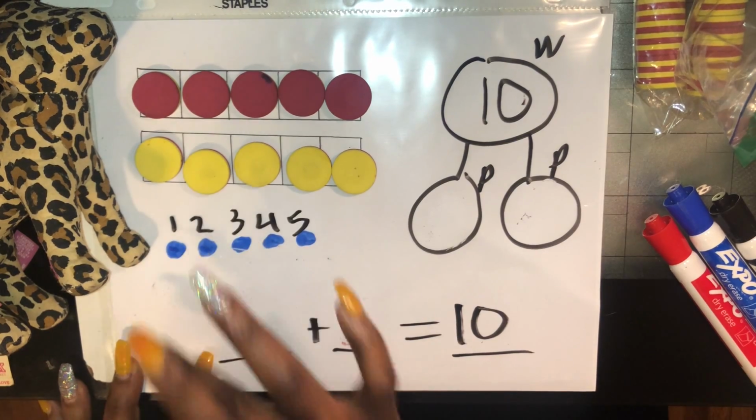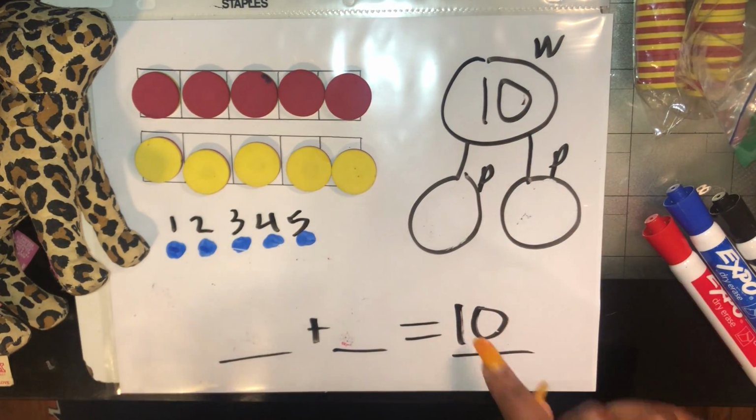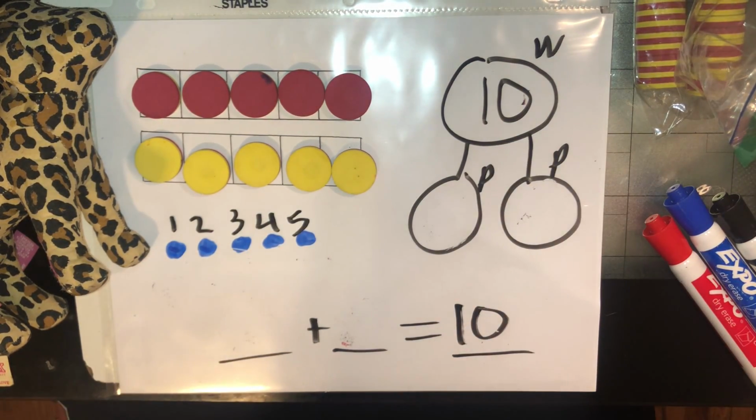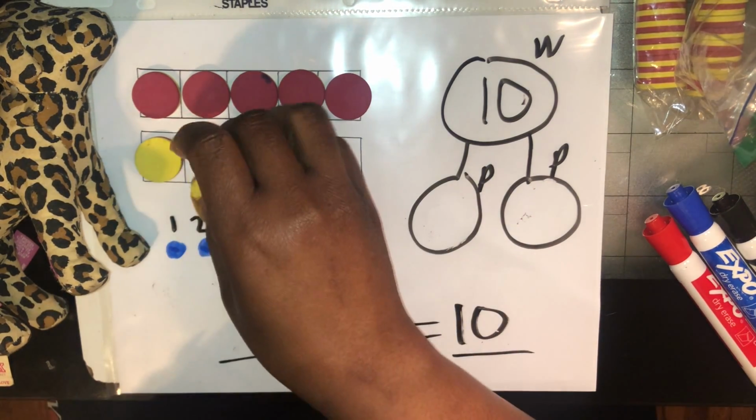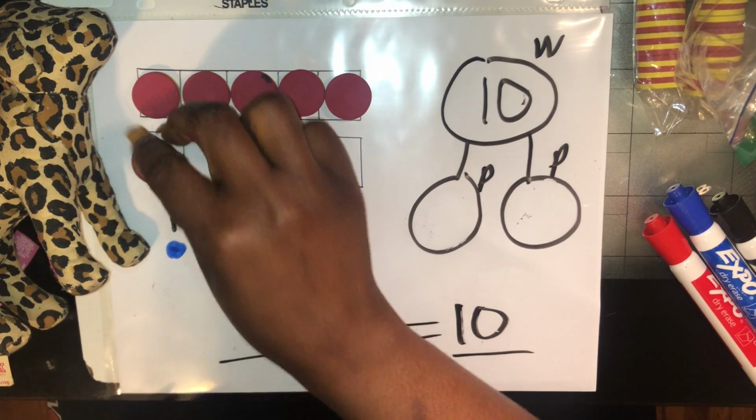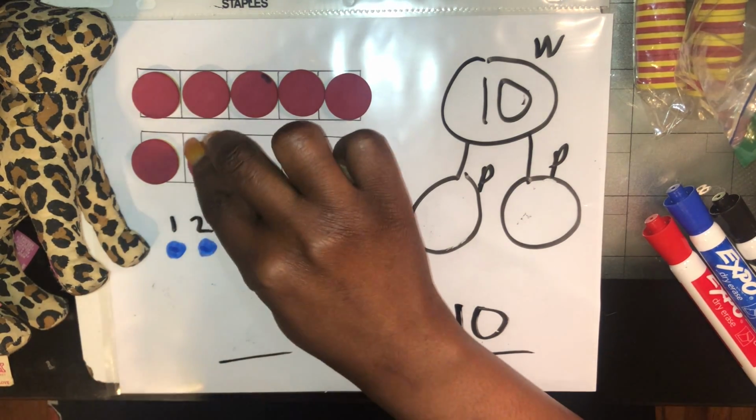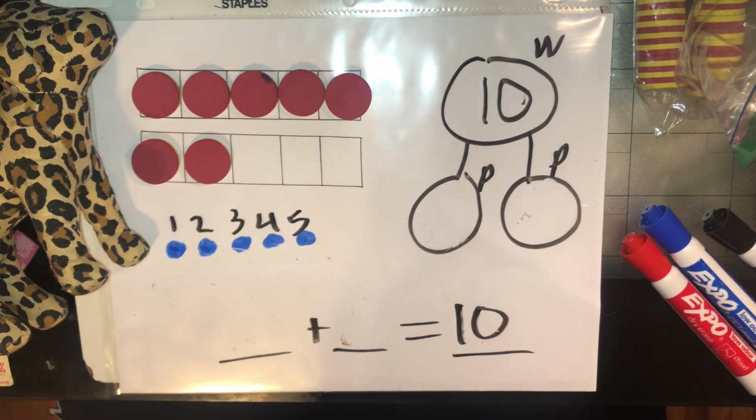I'm not going to get rid of the 10 because I know that's going to be my whole, because that's how much we're working towards to make, right? So we're trying to figure out how many more I would need to make 10. What is the missing number? Okay, so let's just say you guys are going to try this one. So let's say I have 7 red counters. So we know we have 7.